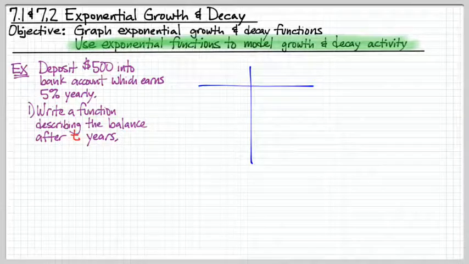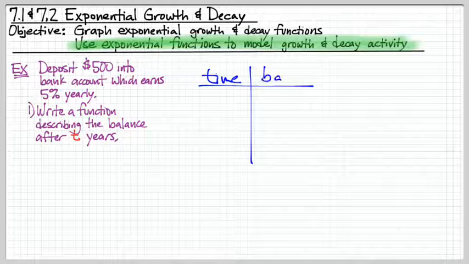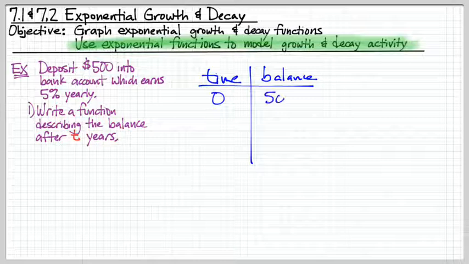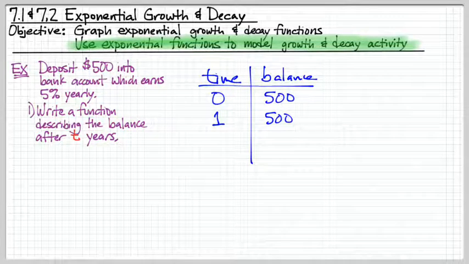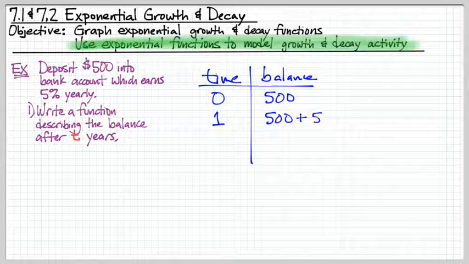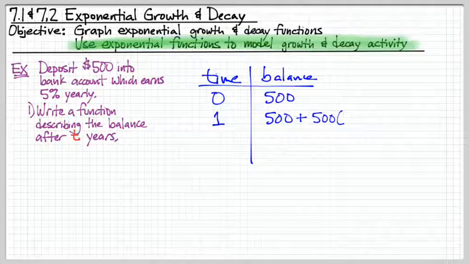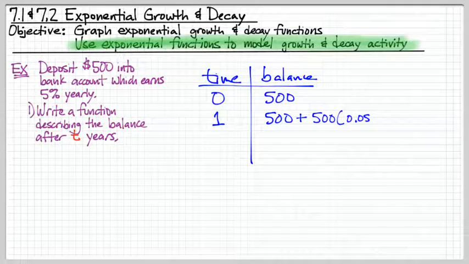Let's create a table. We have time and our balance. In the first year, we deposit our money. We have $500 in the bank. After 1 year, we have the $500 plus the interest that we earned. The interest is going to be $500 times 5%, so that's 0.05. Now we could simplify this. This is actually equal to 1.05 times $500.